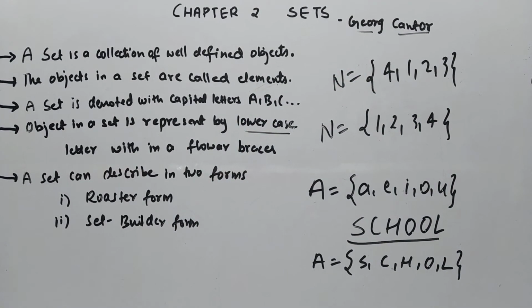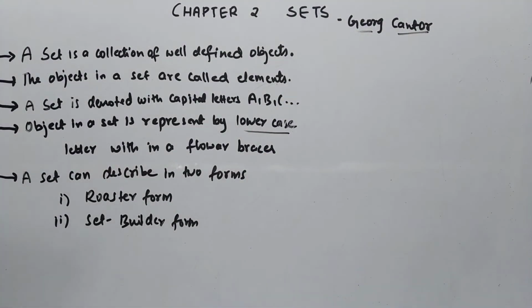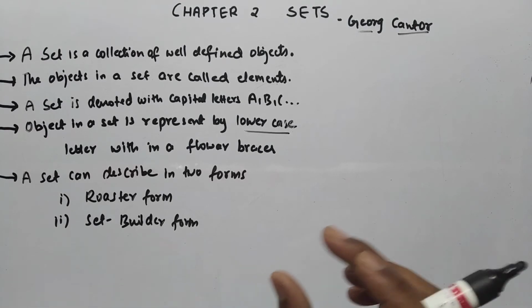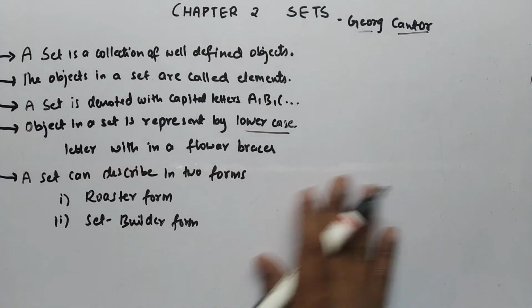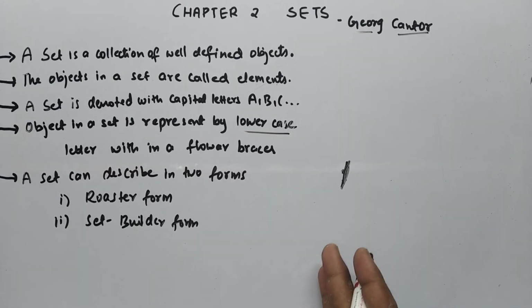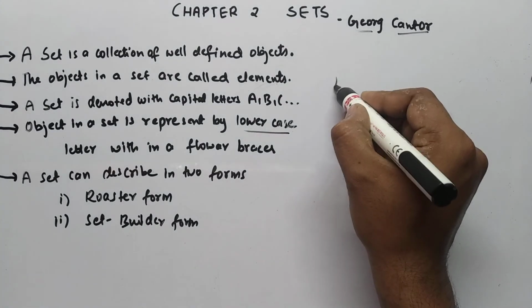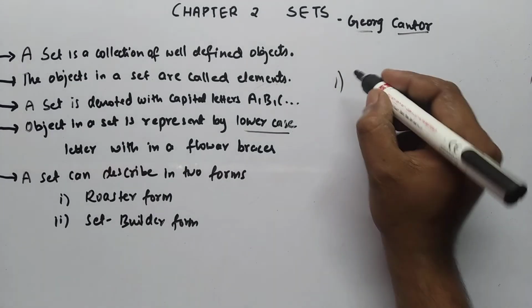So let me explain the set builder form. For the set builder form, we need to follow some syntax, some method used to represent it. We represent the elements of the set as x. After that, we put a symbol like a vertical bar or a colon, which represents "such that". Let me give you an example: we have to represent a set with the set builder form.